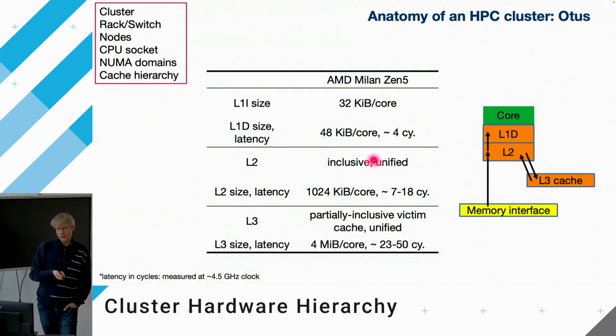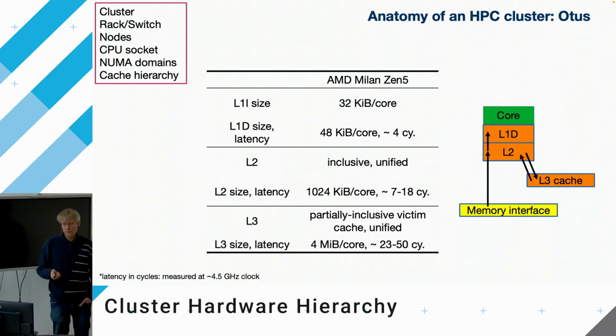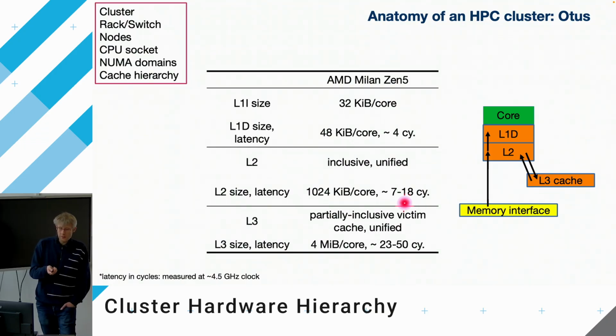And then we also have the L3 cache, which is even larger and has an even larger latency. So we see there's a certain trade-off. We have this very fast cache, but it's quite small and it's next to the core, and we have the larger caches that are further away from the core. And as we also see here in this CPU architecture, the L3 cache is a so-called victim cache.